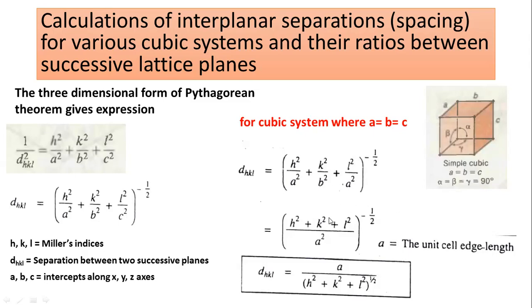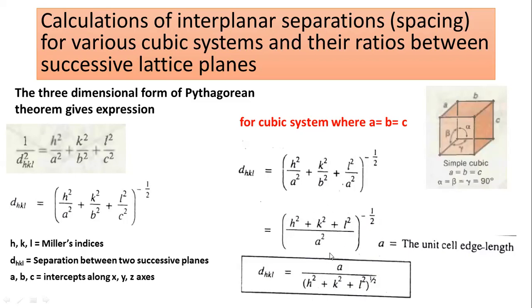When you take the LCM, the a squared cancels out, and what is left is h squared, and similarly k squared and l squared. And this is coming from the formula with the minus square root. Here a is the unit cell edge length, or you may say the intercept along the x-axis, and it would be the same along the y-axis and the z-axis. Now you can take the inverse of this, because this is the minus power, and you can reverse this equation. The a squared is cancelled out with the square root, and a is left, and this would be the same as given over here.